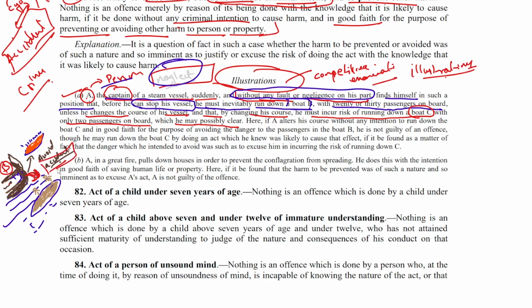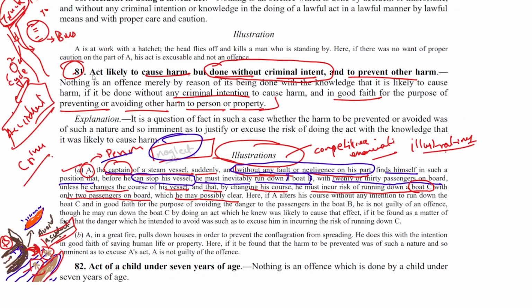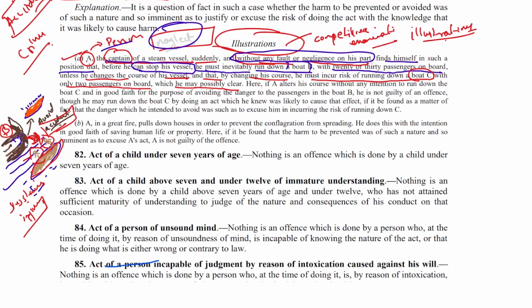So taking this into consideration, if he turns his boat in this direction and tries to clear the area, but during the clearing, so as to avoid the accident, hits this boat, because of which these 2 passengers sustain injury, then by virtue of this particular section 81, the captain of the vessel will get immunity and will not be charged with any offense.